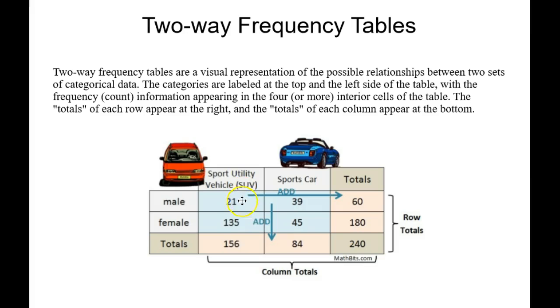If we add the total number of males and females that like sport utility vehicles, which was 156, and the total number of males and females that liked a sports car, which was 84, if we add 156 and 84, that total is 240, which is the same as if we would take the number of males plus females, 60 plus 180, would get 240 as well. So you can just see there's a quick way that we can organize data, and if we're trying to find the probability that a male is going to prefer a sports car, we could use this information to find that probability relatively quickly.